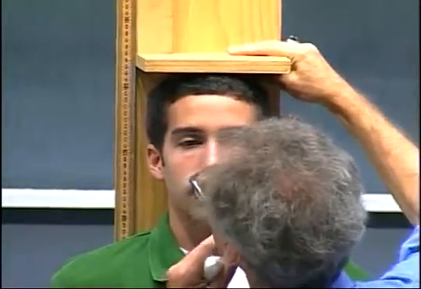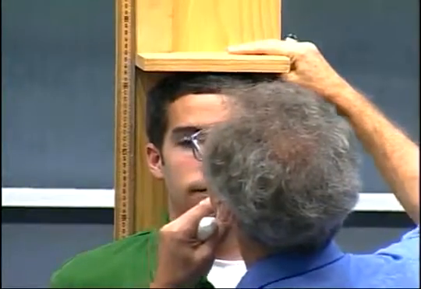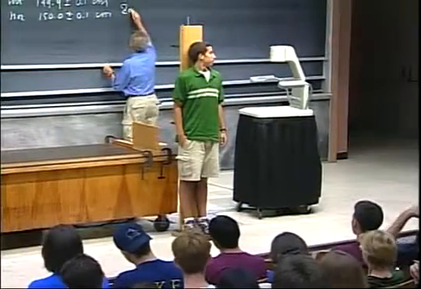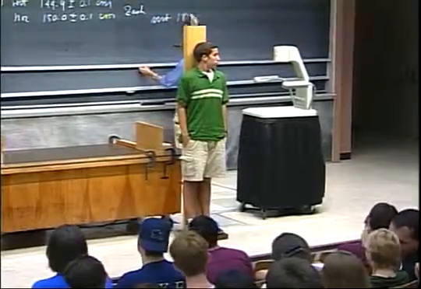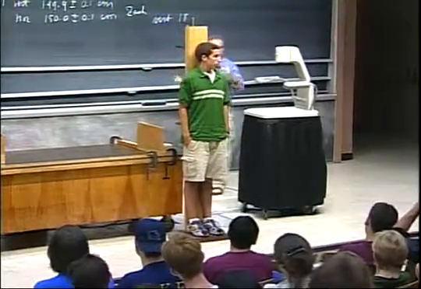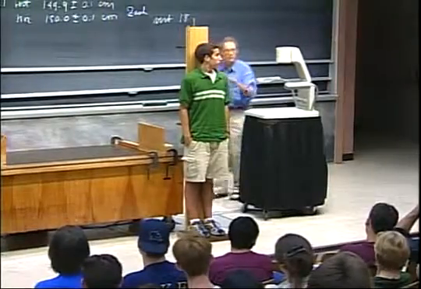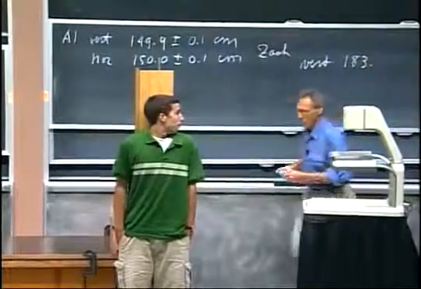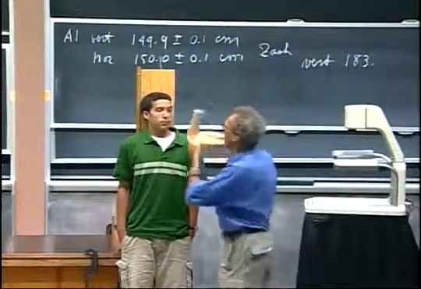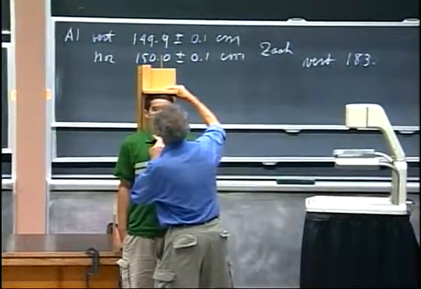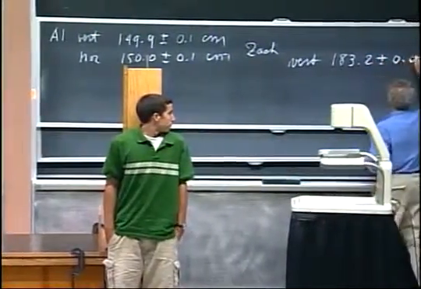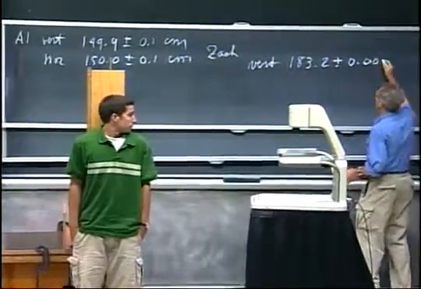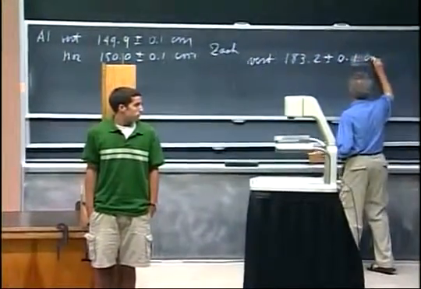Okay, 183.2. Stay there, don't move. This is vertical. What did I say, 180? 183.2, yeah. And an uncertainty of about, this is centimeters, 0.1 centimeters.